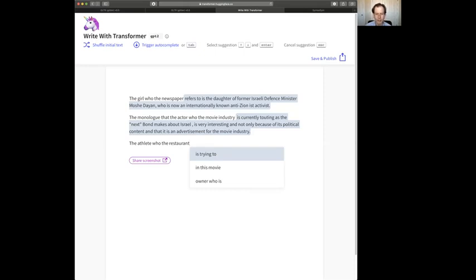The girl who the restaurant is trying to woo is also one of Israel's best, it seems. And you can see that this is also a success. So this is noun 1, noun 2, verb 2, verb 1. Does great. So this is what I consider pretty impressive syntactic performance.